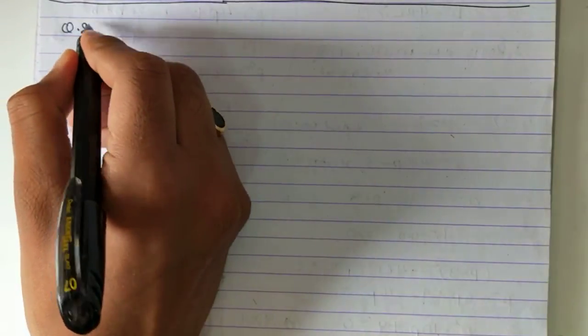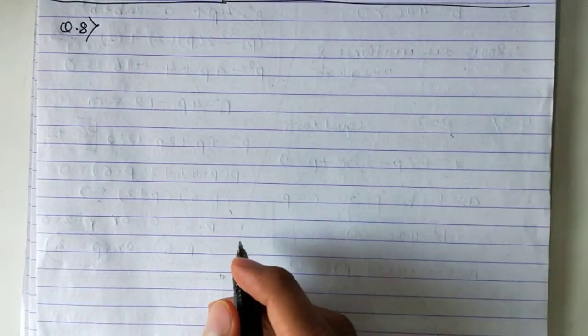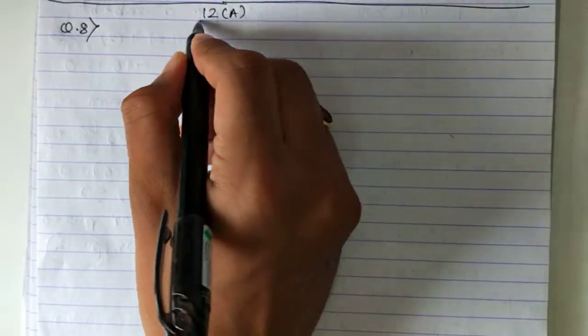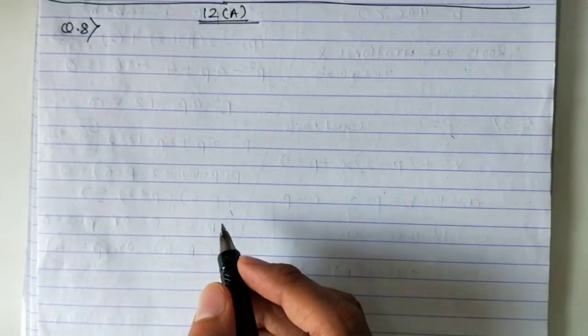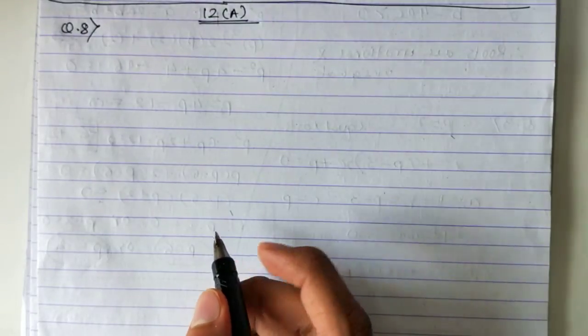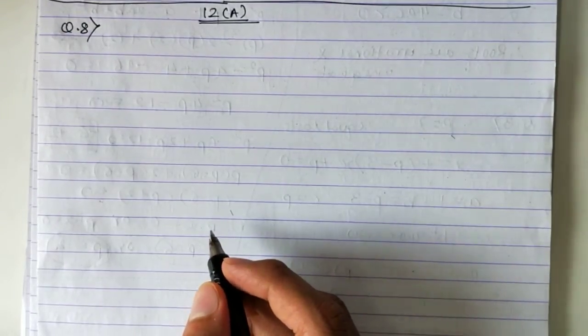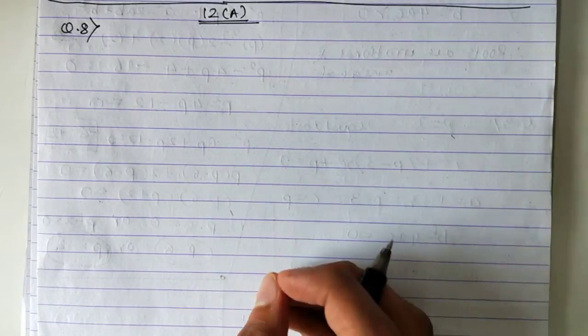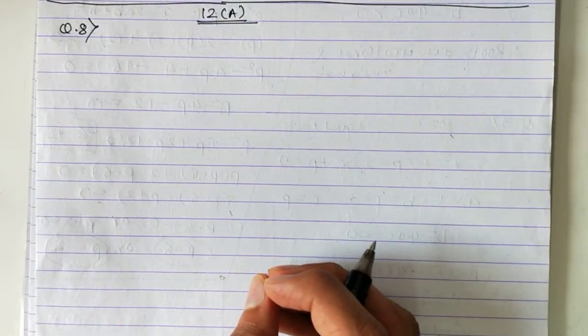Hello students. In the previous video we did question number 7 of exercise 12a. We are doing 12a, midpoint theorem. Now, as I told you, this chapter is completely proof based, so all the sums will have proofs. We have done question number 1 to 7, all the sums.